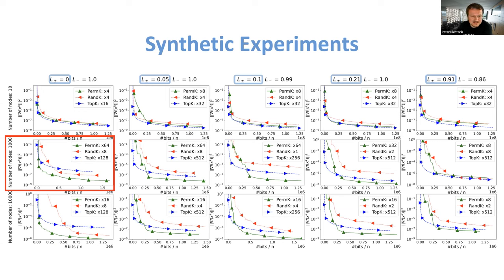But what has to be stressed is that top K does not have any good theory. The best known theory for top K, which is in this EF21 paper, actually says that the method has the communication complexity of gradient descent. But the best known theory for random K is that the communication complexity is much better than gradient descent, and perm K could be even much better if Hessian variance is small. So there is some disconnect here between theory and practice. There's a lot that we don't understand about top K still.